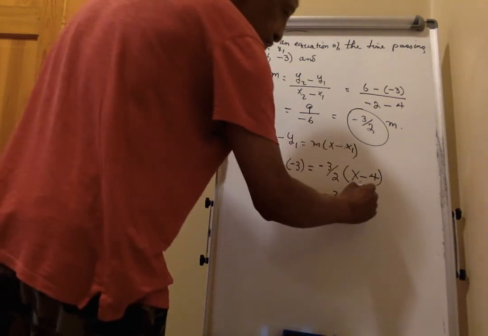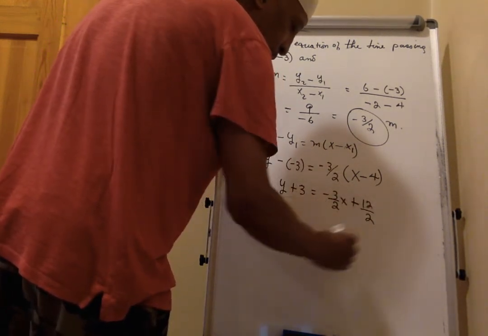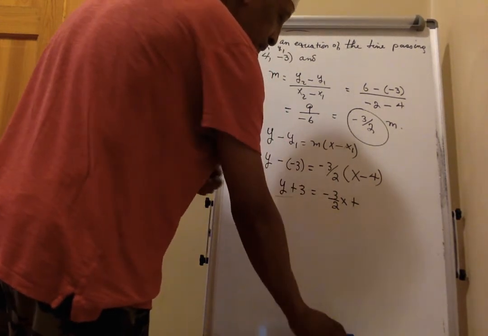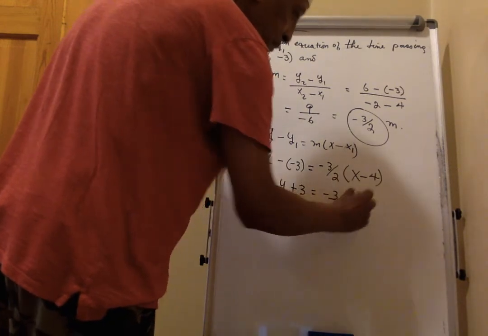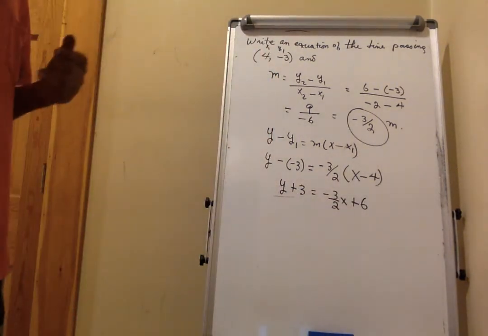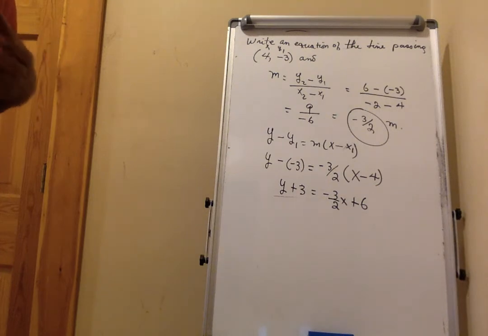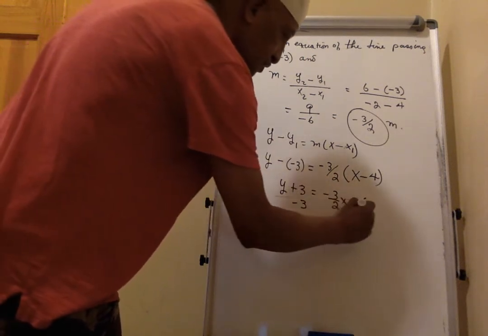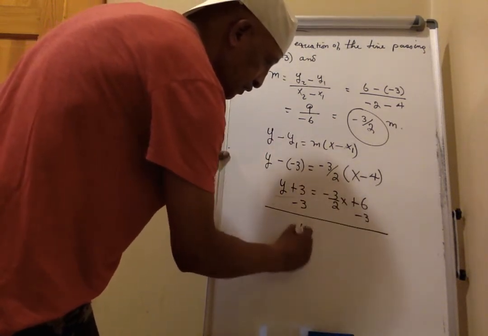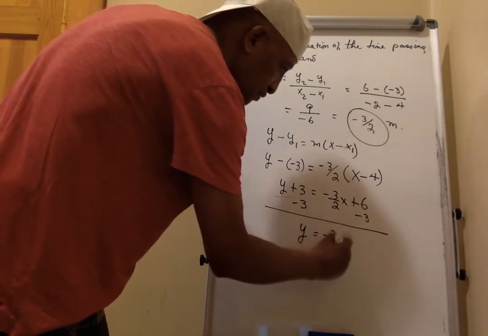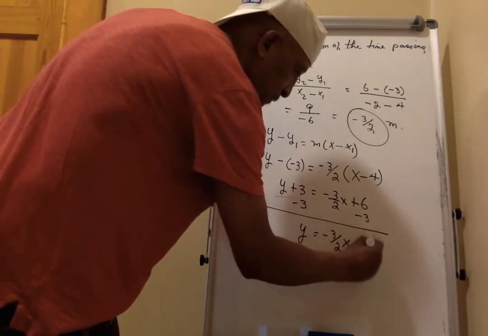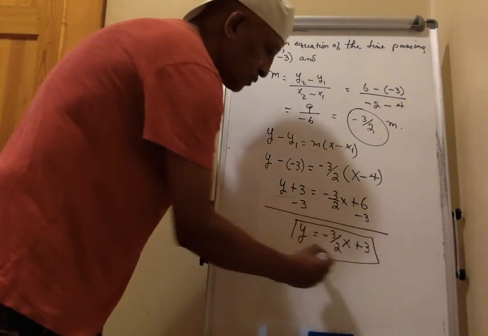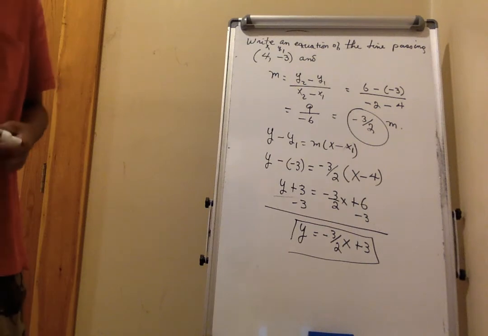And you end up with 12 over 2, or 6. Don't stop there. Go ahead and write it in slope-intercept form. All you need to do is move 3 to the other side. Minus 3, minus 3. Then y is equal to negative 3 over 2 x plus 3. Your y-intercept is 3. Your slope is negative 3 over 2. And we're done writing that equation.